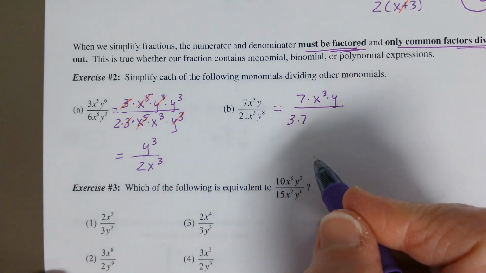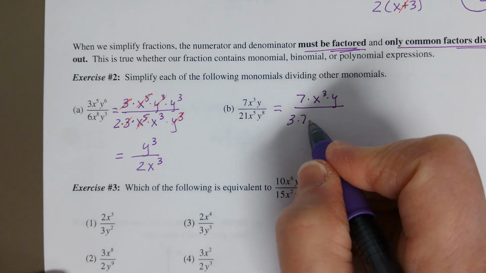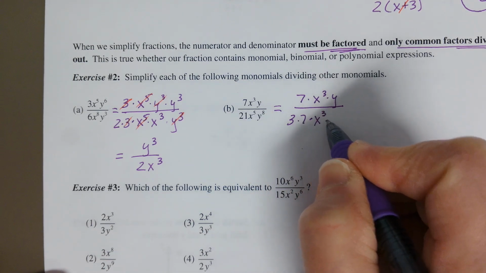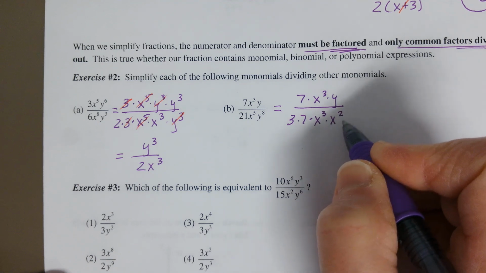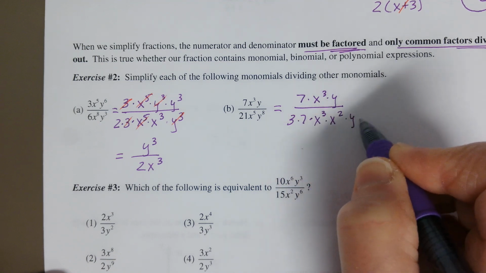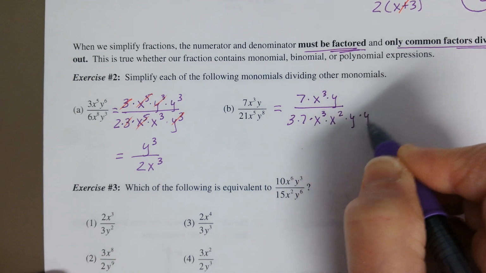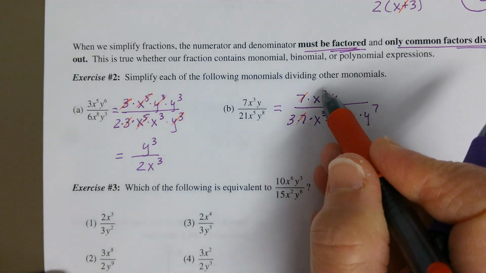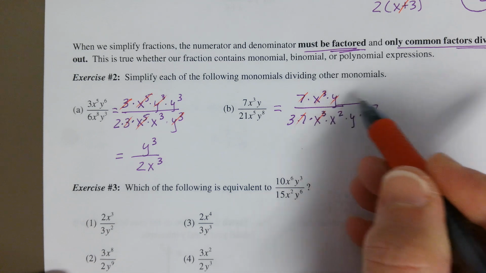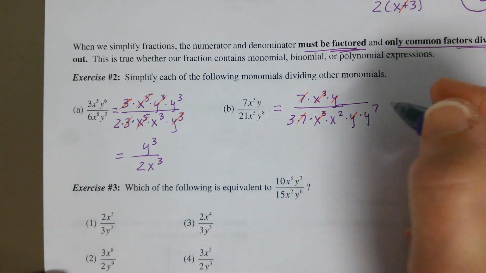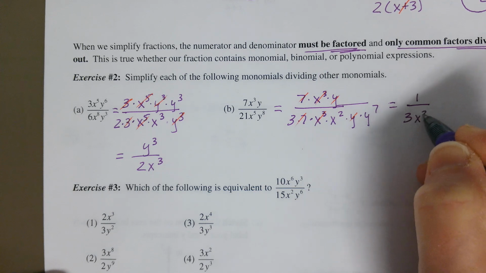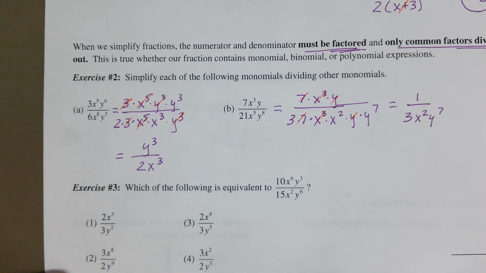But if I continue in the way I started, x to the 5th I would break down into x to the 3rd times x to the 2nd, and y to the 8th would be y times y to the 7th. And then there are common factors that divide out, common to numerator and denominator. And this would leave us with 1 over 3x squared y to the 7th.